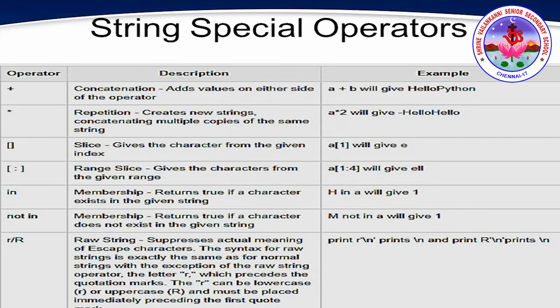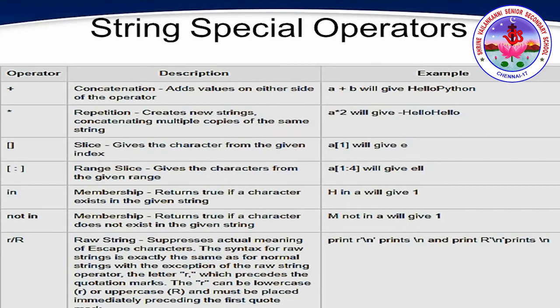ELL. In is a membership operator which returns true if the character exists in the given string. So H in A will give what? 1, because it is true. Not in is also a membership operator. It returns true if the character does not exist in the given string. So M not in A will give 1 because M is not there.